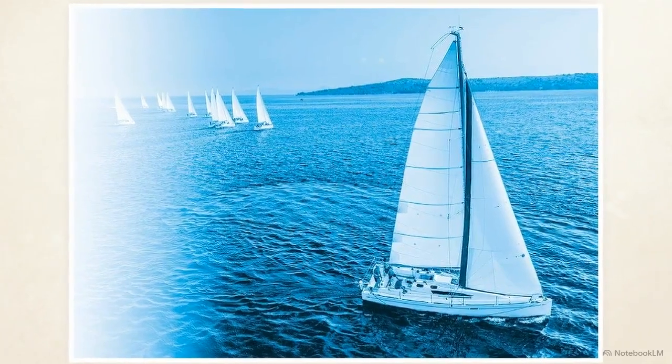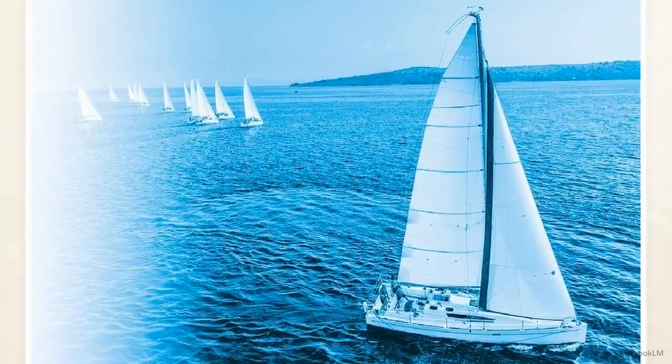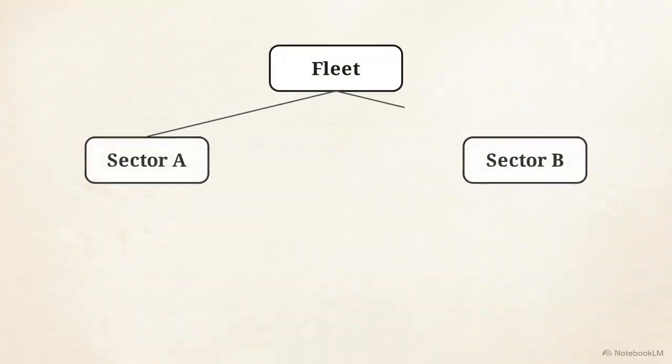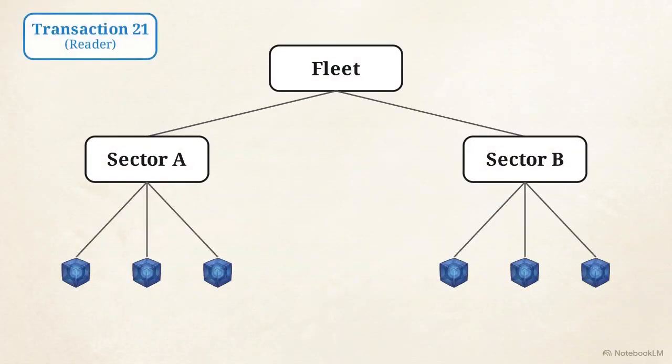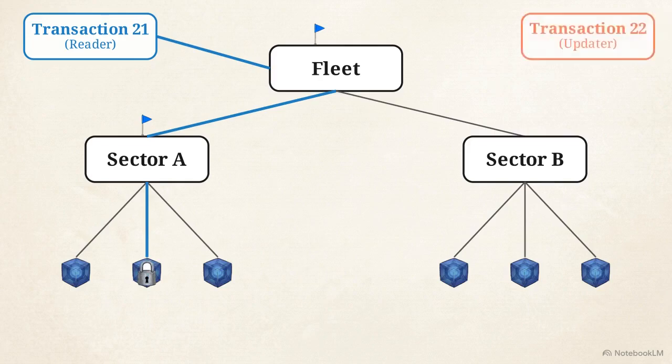We can now trace the full protocol inside our steady-state fleet. Transaction 21 enters, requesting to read a single boat. It acquires an IS lock on the entire fleet, then an IS lock on the specific sector, and finally a shared lock on the boat itself.